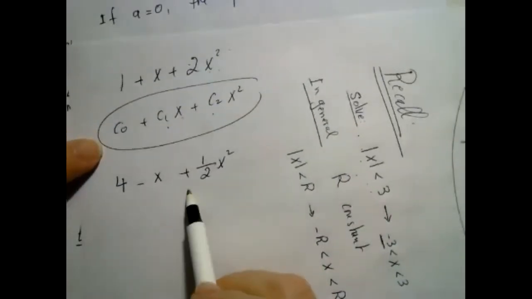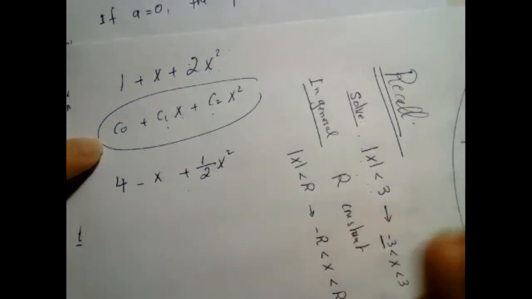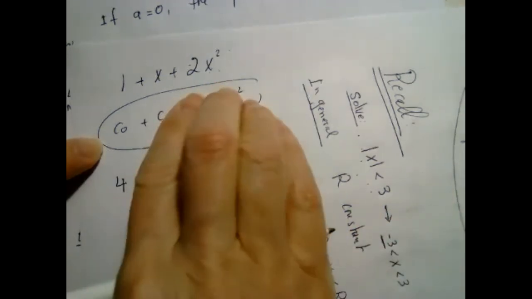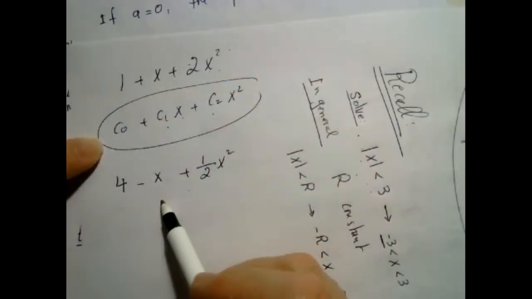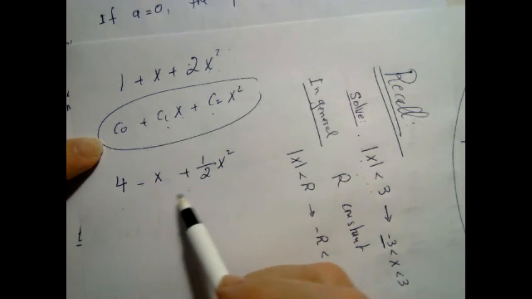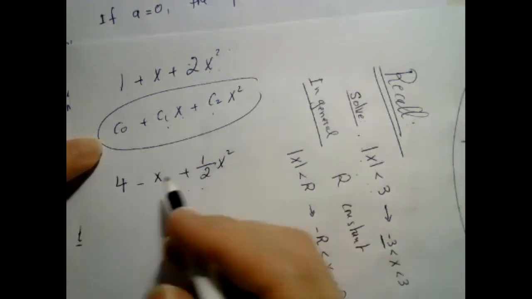In this polynomial, what's C0? Quickly. Would it be 4? It will be 4. The constant term, the term that doesn't come with x next to it. It's the value at 0, basically. What's C1? -1. Right. What's C2? 1/2. 1/2, exactly. So one more question.